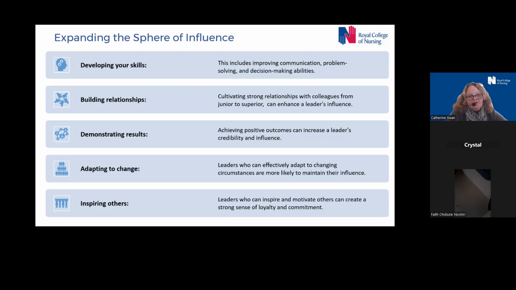And inspiring others, again, the role modeling: leaders can inspire and motivate others and can create a stronger sense of loyalty and commitment. And when you use your sphere of influence as that leader, taking that leadership role and really improving things, and people see that overall care is being improved, then that is inspiring for others. Again, we hark back to that role modeling, don't we?